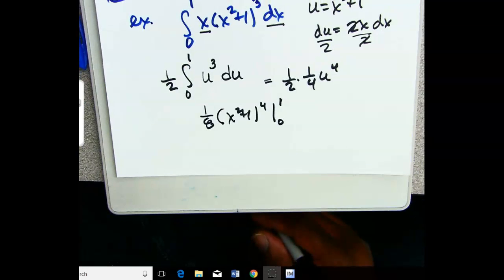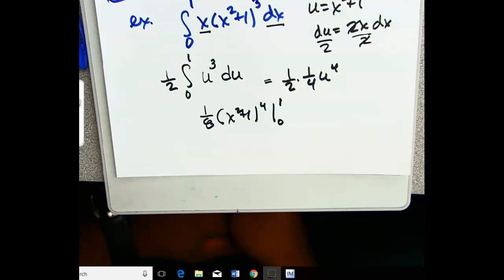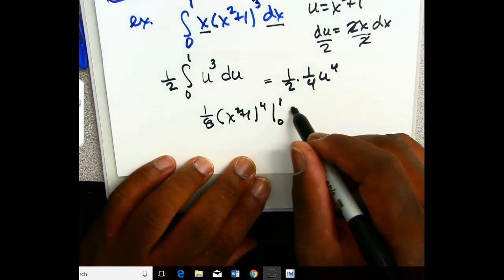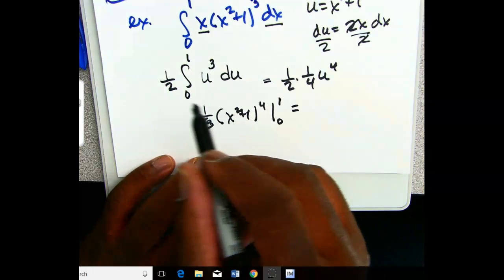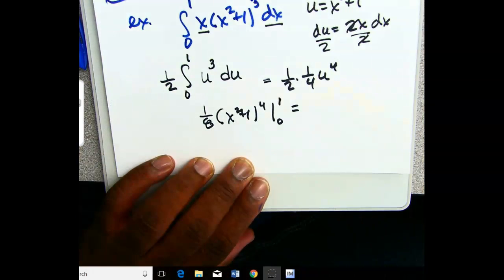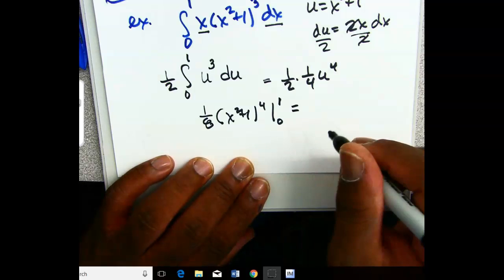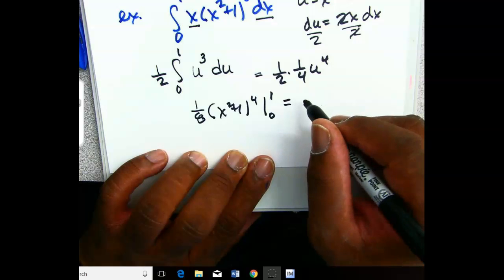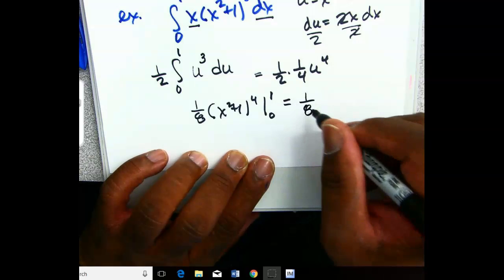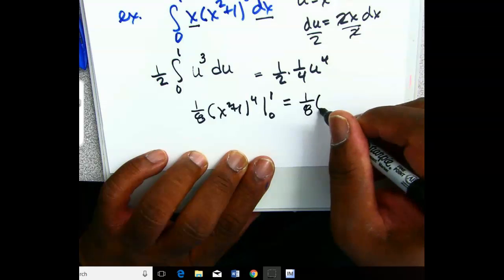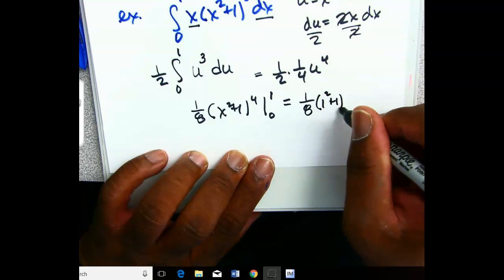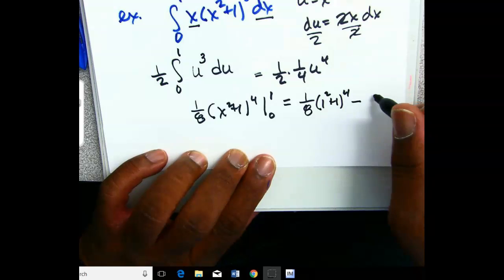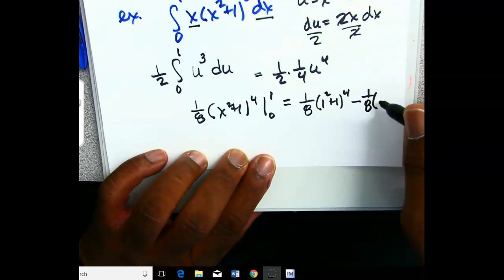Okay, so back to our fundamental theorem of calculus part 1. Do we want to keep the 1/8 on the outside, or do we want to go all the way through with it, distribute it? How do you guys want to proceed? Distribute it? So 1/8 times 1 squared plus 1 to the 4th minus 1/8 times 0 squared plus 1 to the 4th.